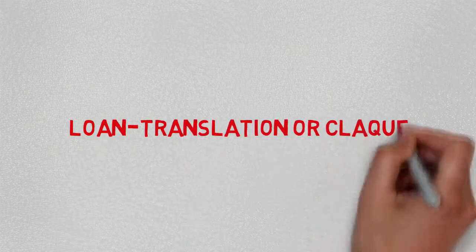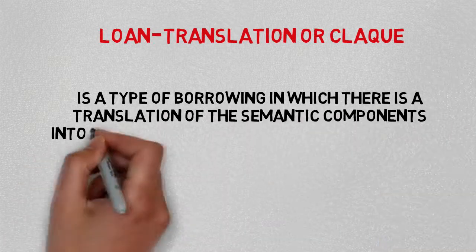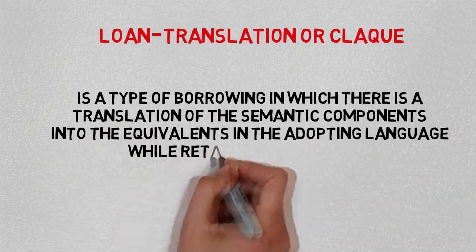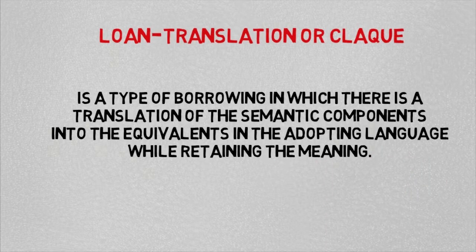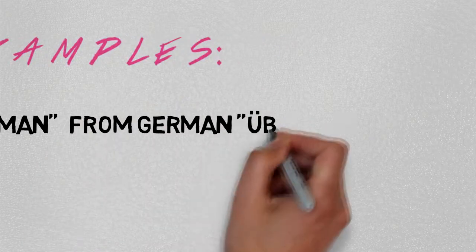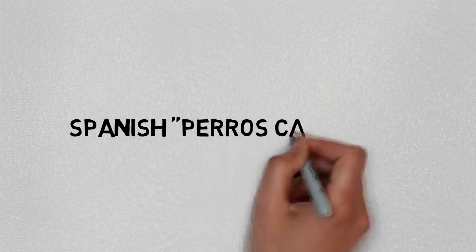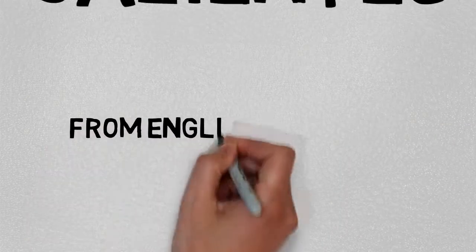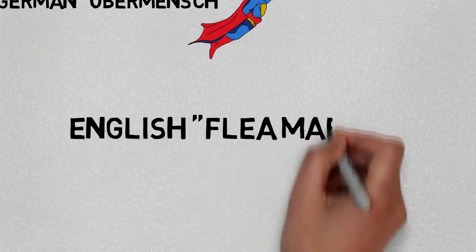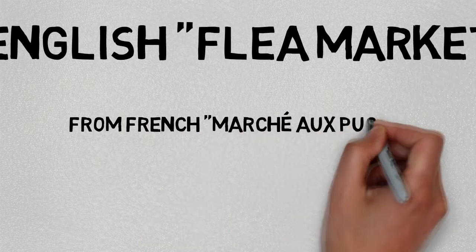Loan translation, or calque. It's a type of borrowing in which there is a translation of the semantic components into the equivalents of the adopted language while retaining the meaning. For example, the English word Superman is a loan translation of the German word Übermensch. The Spanish phrase perros calientes is a loan translation of the English word hot dog. The English word flea market is a loan translation of the French phrase marché aux puces.